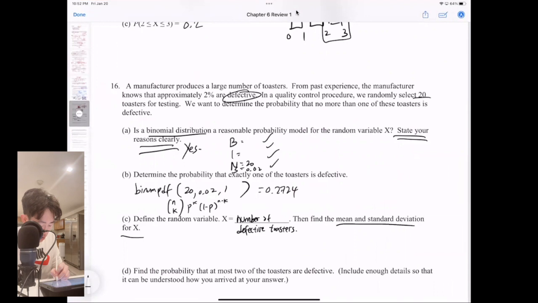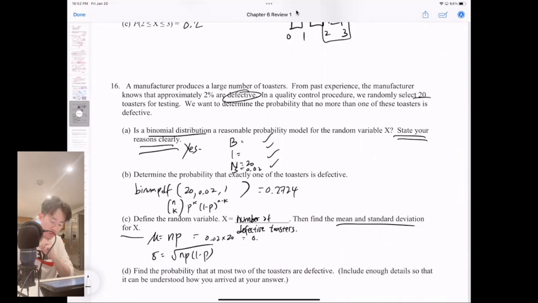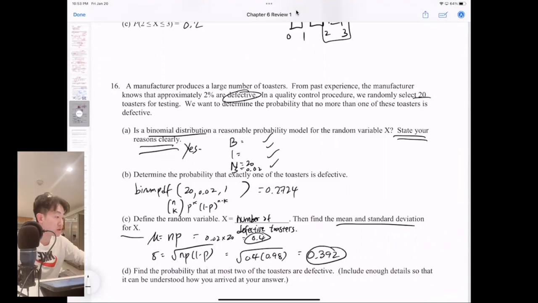So the mean is always n times p for binomial. Standard deviation is the square root of n times p times 1 minus p. So it's 0.02 times 20, which should give you 0.4. For this, we have the square root of 0.4 times 0.98. I have to constantly use my calculator, but this time I'm going to just use this so I don't have to keep switching back and forth. I don't really need to show you the screen for that, I'm pretty sure. So 0.392 should be your mean and the standard deviation.